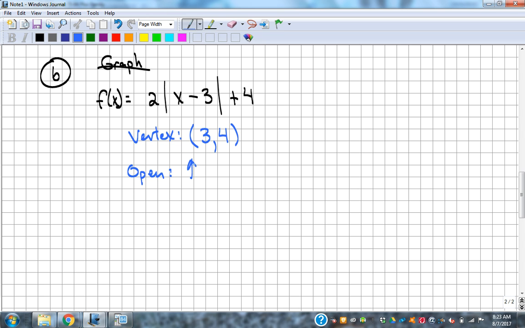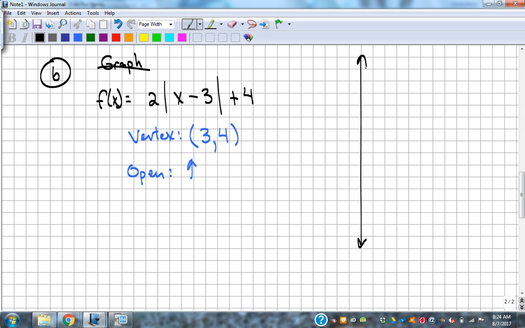And those are things that I might ask on the quiz over this section: what's the vertex of this function? And you would have to know that general form and pull that out. What direction does this function open? That sort of thing. Those are things that you're going to need to be able to pull out of these.